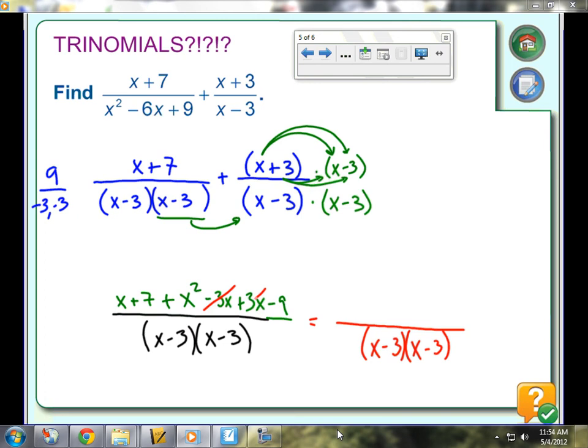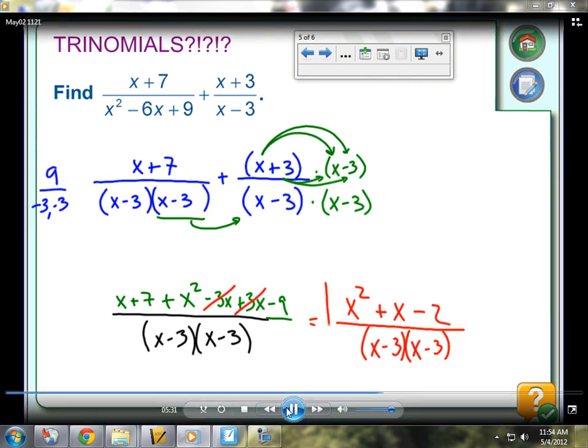So what combines? Well, negative 3x and a positive 3x makes 0, so we're going to cross those out. We'll put the x squared out front. We have the single x term now, and then 7 and negative 9 makes negative 2. And we're all done. We're not going to FOIL the bottom, like I said. The top's simplified as far as it can go. We're right on our way.